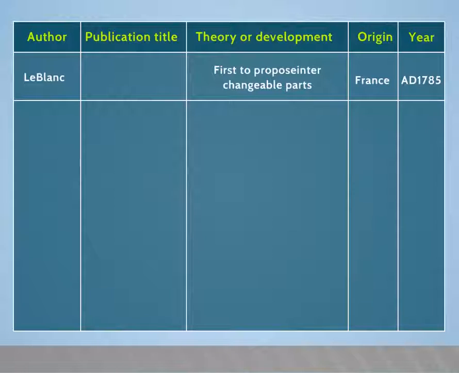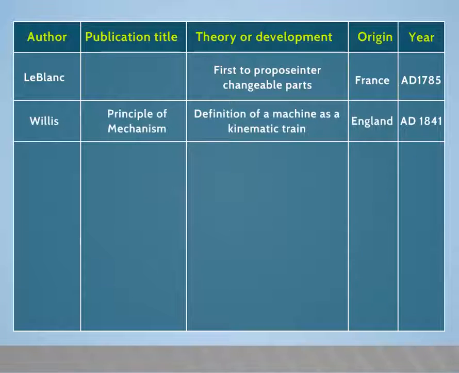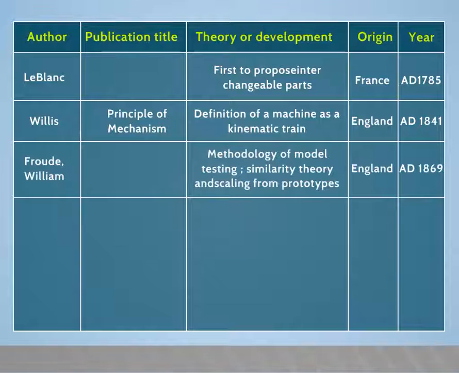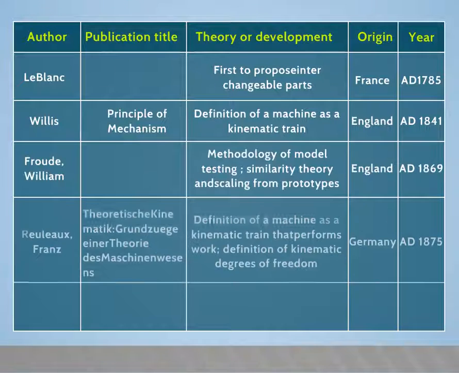Le Blanc, first to propose interchangeable parts, France, AD 1785. Willis, Principles of Mechanism, definition of a machine as a kinematic train, England, AD 1841. Froude, William, methodology of model testing, similarity theory and scaling from prototypes, England, AD 1869.